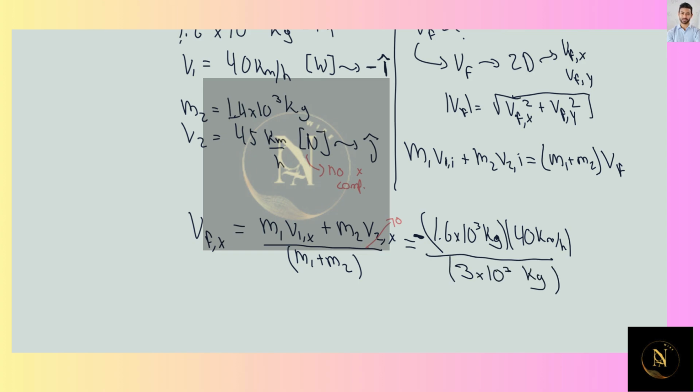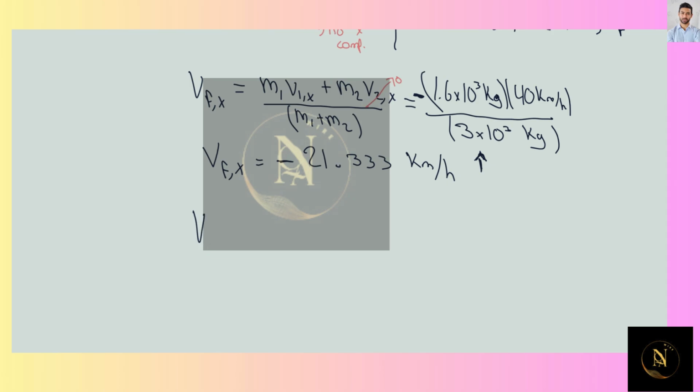So the final velocity on x is equal to negative 21.333 periodic kilometers per hour in the x-axis, so in the i direction.